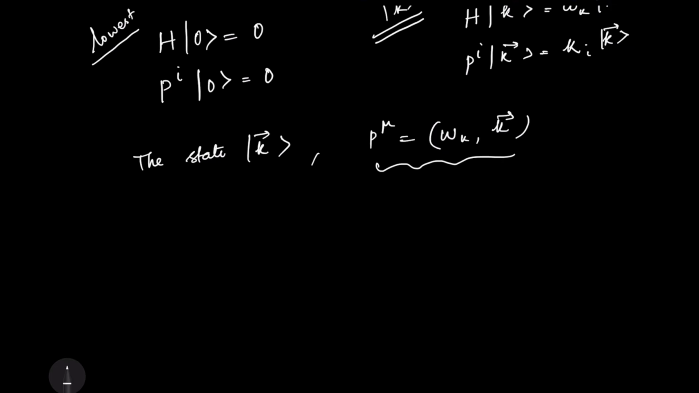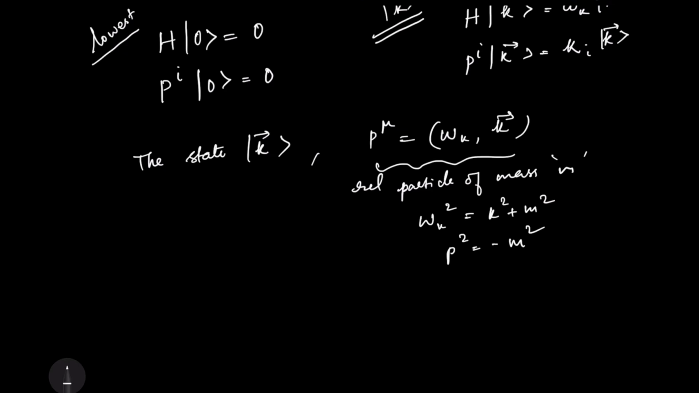So the state K has a relativistic momentum P^mu = (omega_K, K), which is the same as the momentum of a relativistic particle of mass m. That will have omega_K squared equal to K squared plus m squared, and P squared equal to minus m squared.